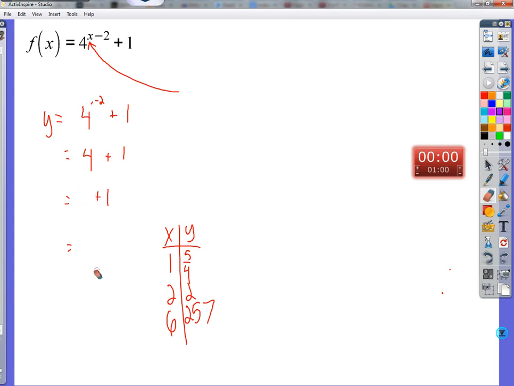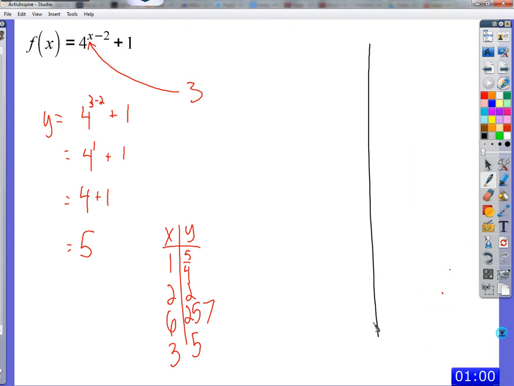All right. So far I have 2 points that seem viable to graph. Let's put 3 there. 3 minus 2 is 1. 4 to the 1 is 4. Plus 1 is 5, so 3, comma 5. Well, I've got 3 points. 3 points is a good place to start if I'm pretending I'm clueless about this graph.